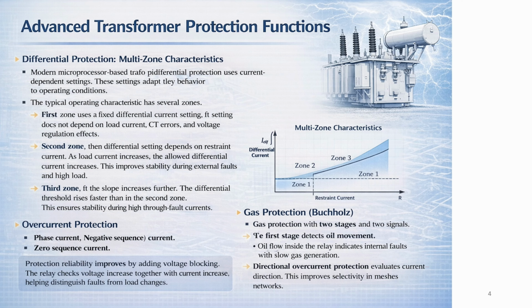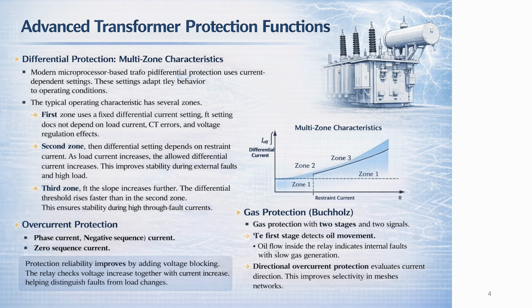Overcurrent protection uses current components as operating quantities. These components include phase current, negative sequence current, and zero sequence current. Earth fault protection often uses zero sequence current. This equals 3 times the neutral current. Directional overcurrent protection evaluates current directions. This improves selectivity in mesh networks.